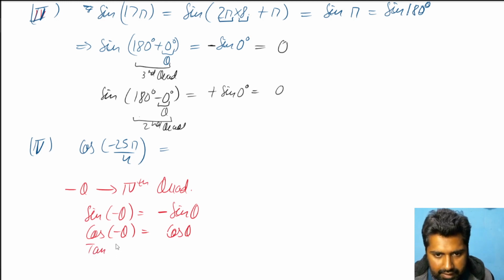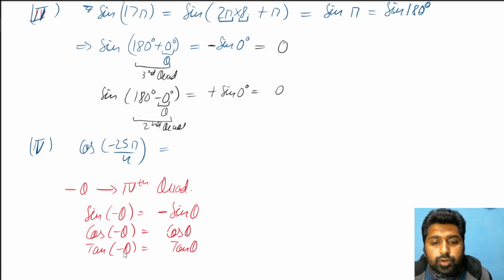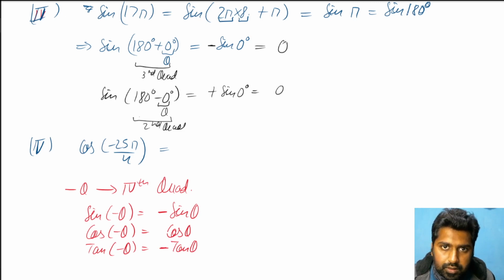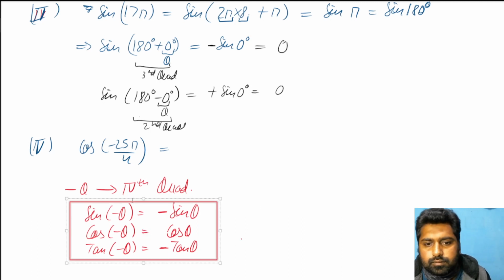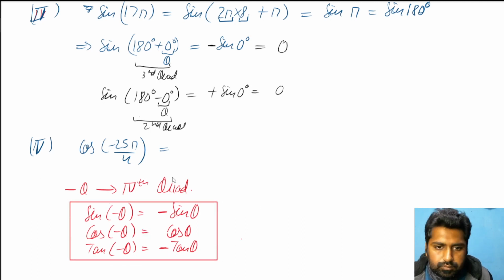Okay, tan of minus theta, write down tan theta, and again this is in fourth quadrant. In fourth quadrant tan is negative, so put a negative sign. You can learn these as rules also, or you can understand how they are working. Minus theta is in fourth quadrant. Apply the sign, positive or negative, according to the quadrant.